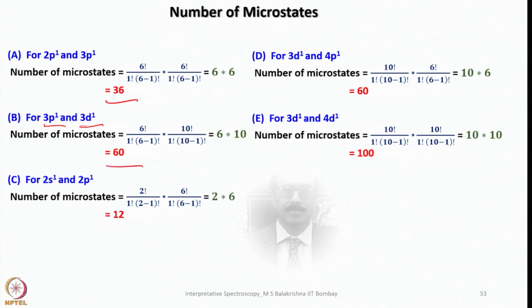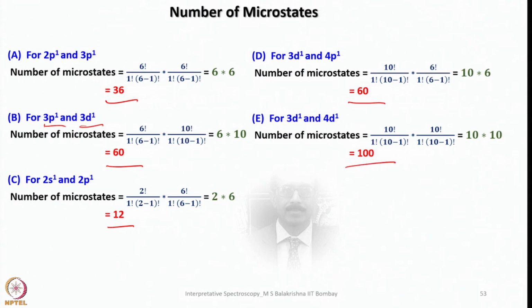Similarly, if you take 2s1 and 2p1, in the case of 2s1 we have only two possible ways, and then we have 2 into 6, that will be 12. In a similar way you can calculate for 3d1 and 4p1, which also gives 60. And for 3d1 and 4d1, you know that a d1 system, irrespective of which subshell it is, has 10 microstates, so 10 into 10 would be 100. This is how you can write it.